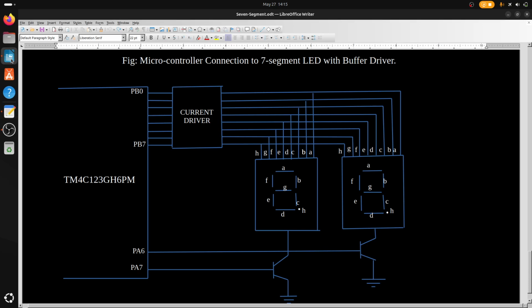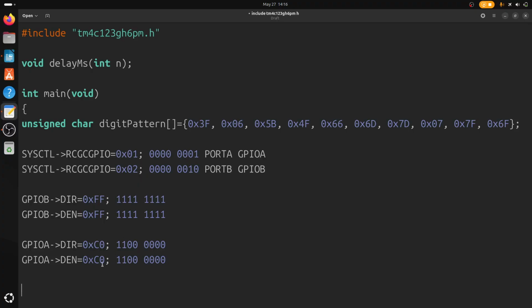So what setup I have done: I have connected this segment to this pin, this segment also to this pin. I have connected this segment to this particular pin, and this to this particular pin. So this is only required, right? Okay, then the setup is finished, so let's do the follow.